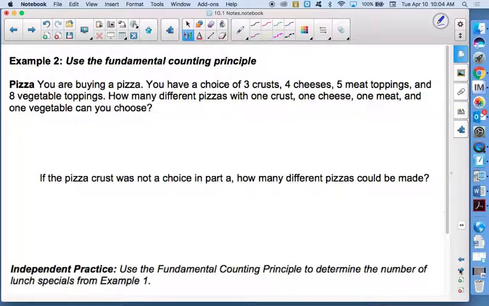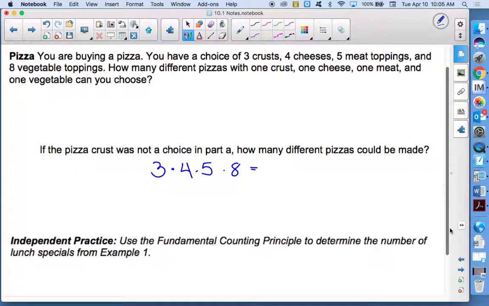Yeah, you're just multiplying them all together. So you're taking the 3 choices for the crust, 4 for the cheese, 5 meat options, and 8 vegetable options, and multiplying all those together. Because we're only picking 1 of each kind, you can only have pepperoni. You can't have pepperoni and sausage. That's why you're just multiplying them all together once. And when you multiply those all together, you get 480 pizzas.